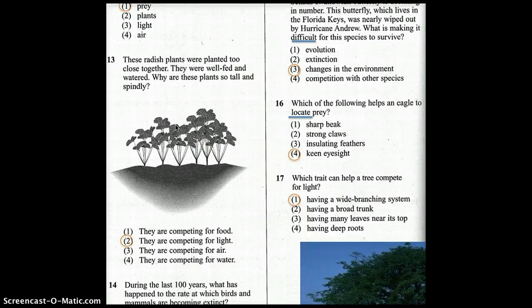13, these radish plants were planted too close together. They were well fed and watered. Why are these plants so tall and spindly? So why aren't they a little bit shorter, and why are they so tall and thin? They're competing for food. Well, it said they were well fed, so that can't be right. Competing for air. I think there's enough air to go around. They're competing for water. They were well fed and well watered. They're competing for light. They are branching upwards so their leaves can get more light than the one next to them.